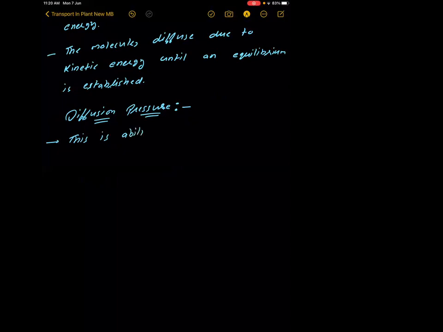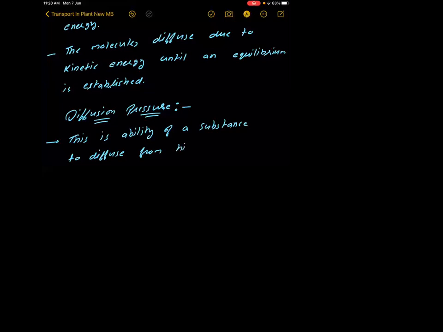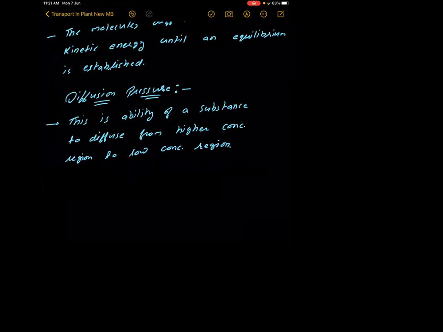This is the ability of molecules of a material, or just a molecule, this is the ability of a substance to diffuse from a higher concentration region to a low concentration region. Okay, that is called diffusion pressure.